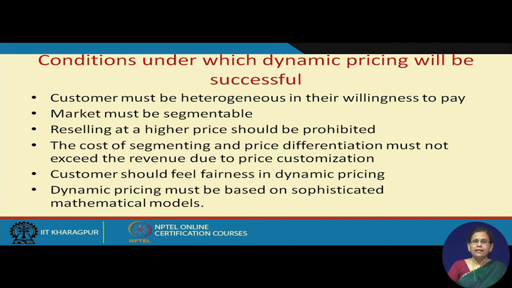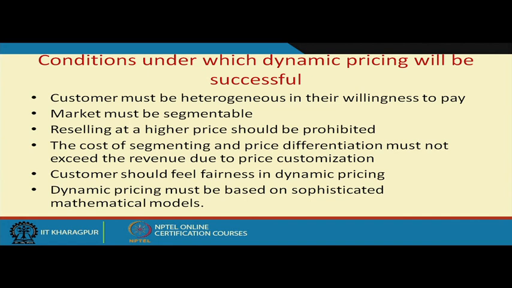Then the market must be segmentable. Again, come back to your railway example. Different prices are offered to these three groups. Why are they offered? Because you have three distinct segments which can have different prices.